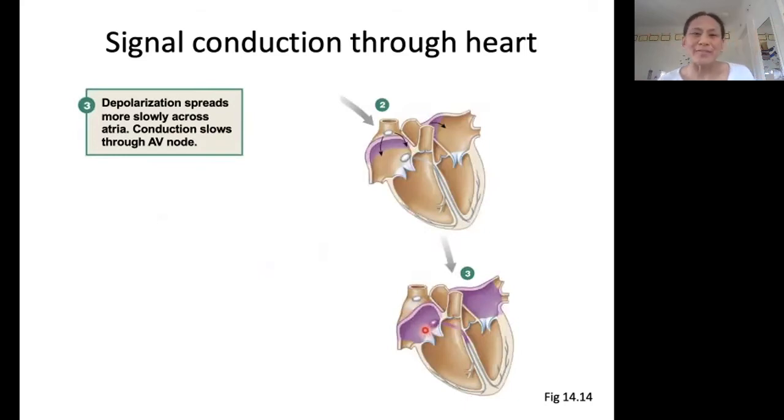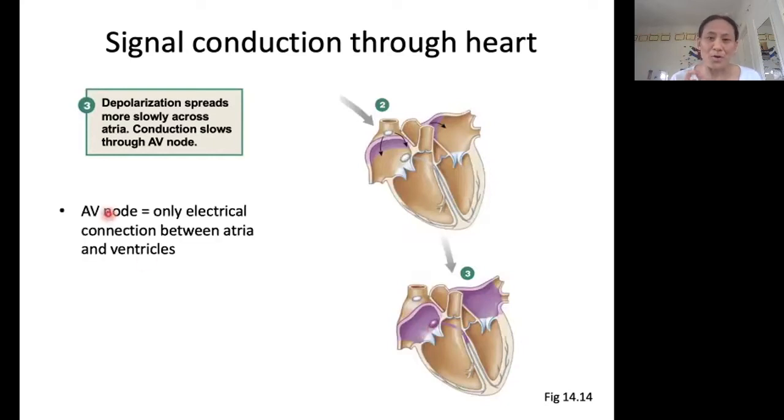The travel of the electrical signal through the AV node has some important characteristics that I want you to know about, okay? First of all, I want you to know that the AV node is the only electrical connection between the top of the heart and the bottom of the heart. So between the atria and the ventricles. So that means any electrical activity that is going to go from the atria to the ventricles is going to have to go through the AV node. So this is the only pathway for that signal to go through down to the ventricles, okay?